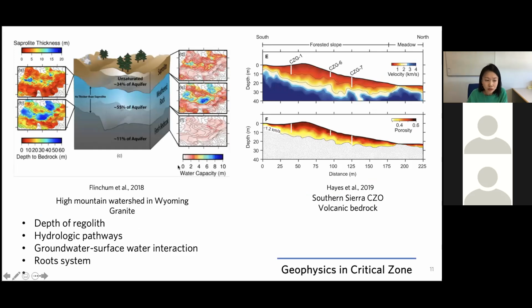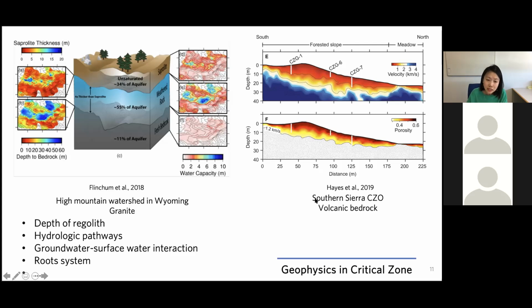On the left is a study done by Flinchum et al. 2018 in a high mountain watershed in Wyoming. In this study, the authors identified the thickness of the saprolite, the depth to the bedrock, using the seismic velocity, and they also used NMR to determine the water holding capacities of saprolite, fractured rock, and fresh bedrock.